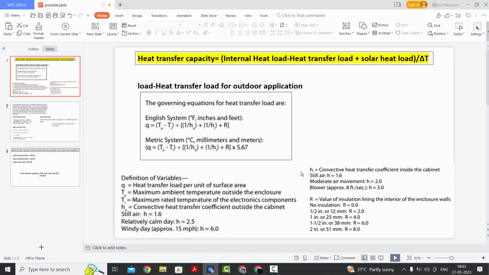Hi is the convective heat transfer coefficient inside the cabinet, and in a similar way we need to take the H values depending upon the internal system condition. For still air, H is equal to 1.6. Moderate air movement, H is equal to 2, and for a blower, approximately 8 feet per second, H is equal to 3. In this formula, R represents the R value of insulation lining the interior of the enclosure wall. With no insulation, R is equal to 0. For half inch, R is equal to 2. For 1 inch, R is equal to 4. For 1.5 inch, R is equal to 6, and for 2 inch, R is equal to 8.